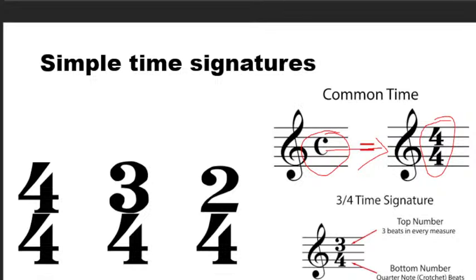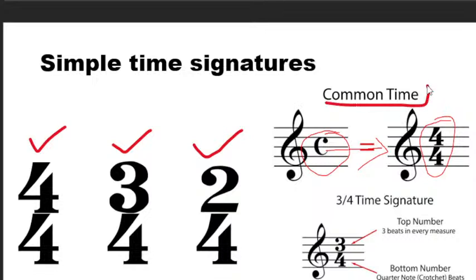Now here I have the simple time signature. The simple time signature I was talking about here is 4/4, 3/4, 2/4. These are the simple time signatures I am talking about. We say the top number shows the beats in every measure, and the bottom number shows the quarter notes.